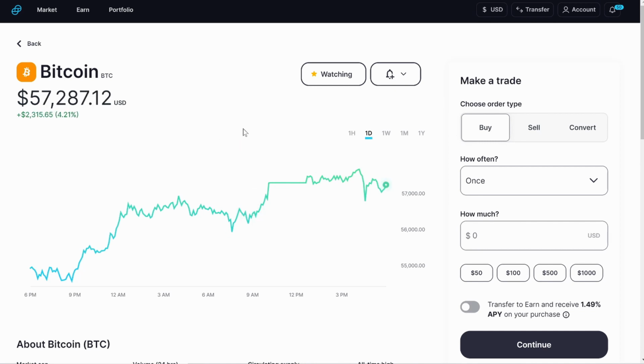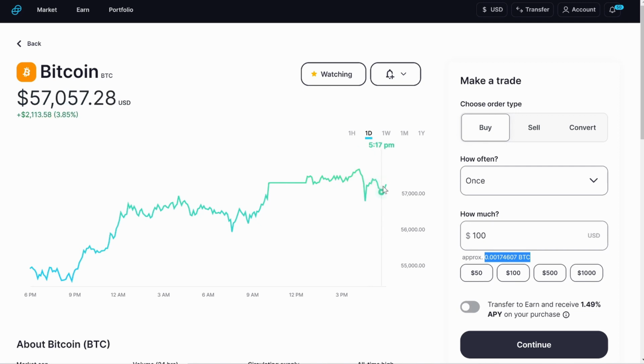But here is the lovely Bitcoin, and Gemini has a very easy interface similar to Robinhood, where there's really not too many buttons, just to make it as easy as possible. So you can see we have a buy, a sell, and a convert, how often, and then how much, and then easy buttons to click. Say we wanted to buy $100 worth of Bitcoin. But the problem here is when we confirm this order, it's going to fill us for a market order of, as you can see right down here, 0.00174607 Bitcoin.